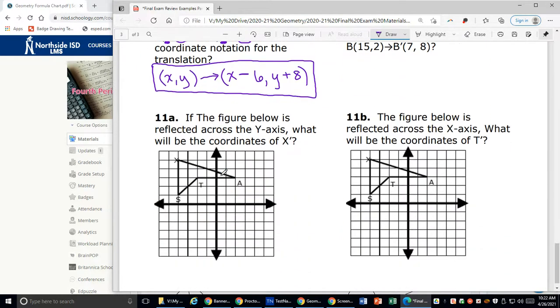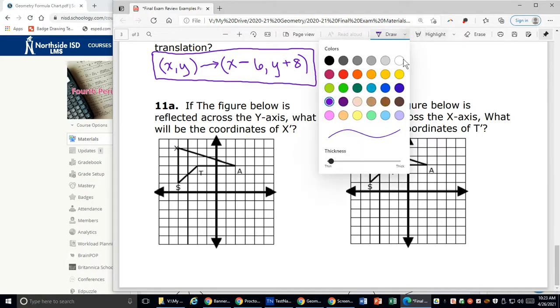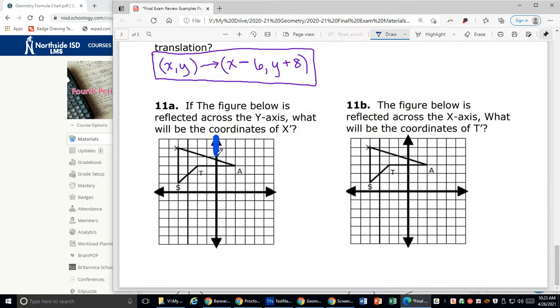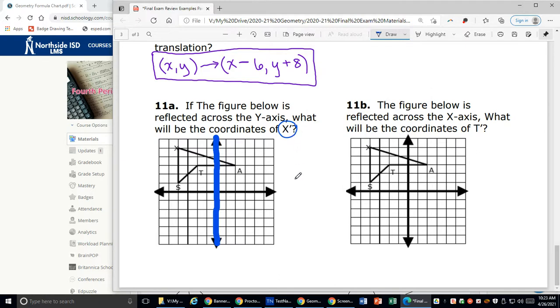Okay, let's look at the last one, number 11. If the figure below is reflected across the y-axis, what will be the coordinates of x prime? Well, first let's figure out where our y-axis is. So my y-axis is going to be this line right here. That's my y-axis. So if I am reflecting across the y-axis, and I have this whole figure, but I'm really only worried about where x prime is going to be. So I'm only really worried about where x is to start. X is 1, 2, 3, 4 squares away.